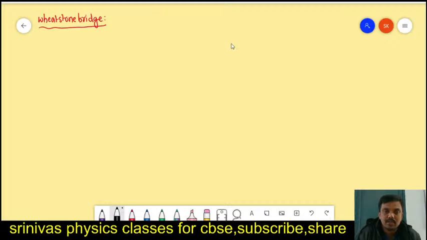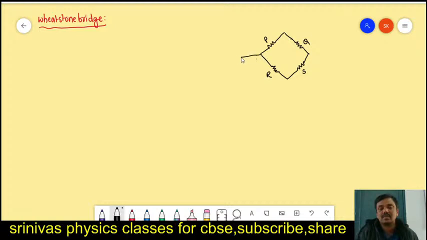What is the Wheatstone bridge principle? Now you see here very carefully. This is one resistor whose resistance is P, and this is another resistor whose resistance is Q, and this is one more resistor whose resistance is R, and this is one more resistor, that is S. There are four resistors now. These four resistors are arranged like a bridge. This is A, B, C, D we will take.